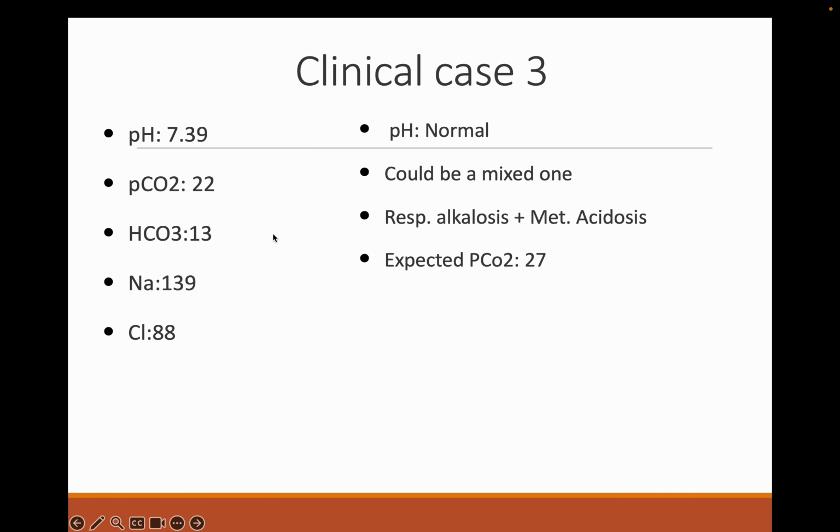Expected PCO2 after compensation is generally 27. So bicarb is decreased by around 11, multiplied by 1.25, it should decrease by around 13 or something. So it will come around 27 or something. So the actual PCO2 is 22 in this case. So there is some amount of respiratory alkalosis also.